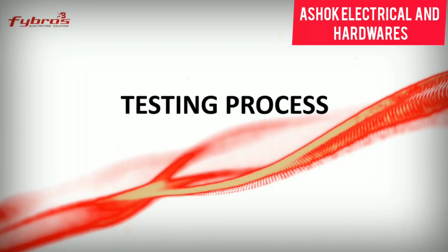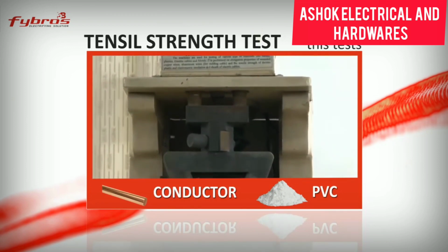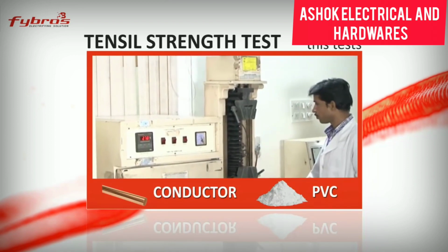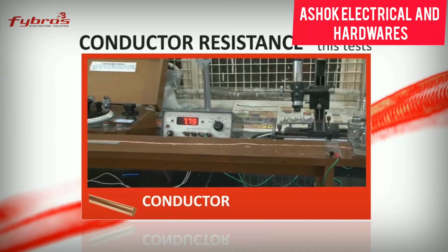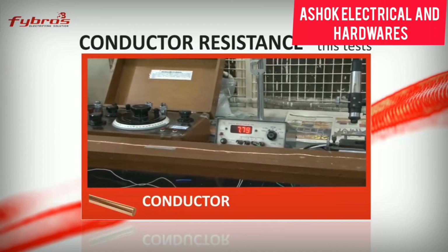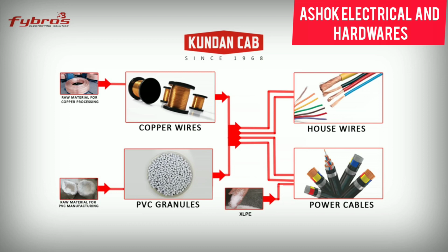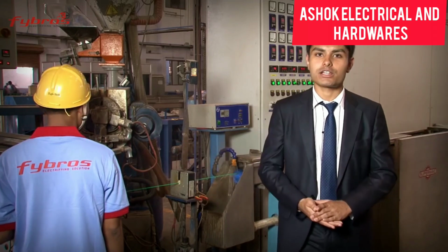Testing process. Tensile strength test, N per millimeter squared, and elongation at break in percentage to check the better performance and higher flexibility. Conductor resistance to test low power losses and reduced electricity bills. Now we are ready with the copper to be used in Kundan Cab wires. These twisted wires will later be transported to the cabling unit. Thus, the copper wires are prepared according to whether they are house wires or power cables and sent to their respective division.